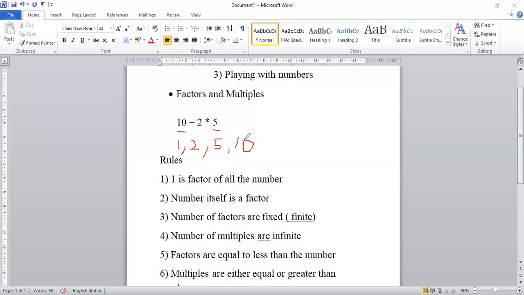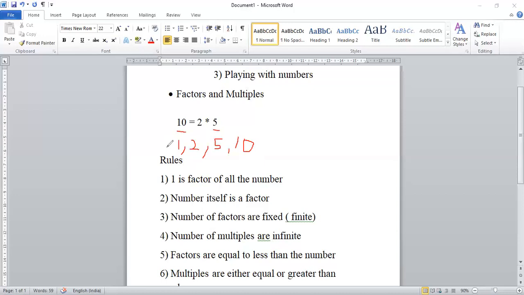Understood? If we didn't get 10 in any other number's table, then that number is not a factor. If we see the 2's table, we get 10 there. In the 3's table, do we get 10? No. 4, no. 5, yes. 6, no. Remember the tables. You should learn the tables by heart. In the 11's table, is 10 there? No. Understood? So the number of factors is fixed. It can't be increased.